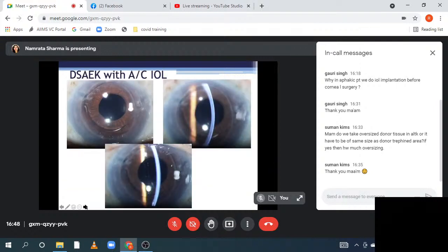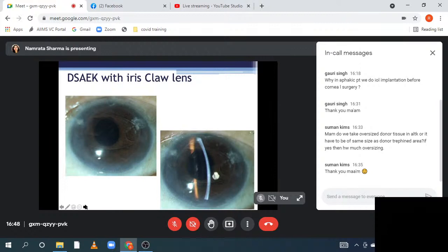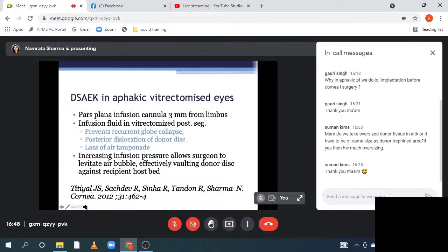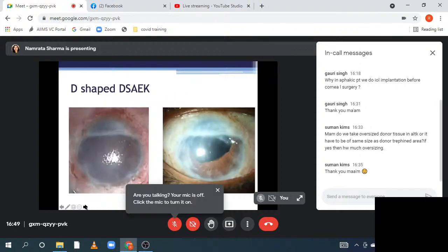Then you can do DSEK with AC IOLs in place. There's no problem with iris claw lenses if they're not touching the back of the cornea. You can do even a glued IOL with DSEK, and Dr. Rajesh Sinha has published a whole series of it. You can do DSEK in aphakic vitrectomized eyes, and again, we've published this also. What I mean to say is that DSEK can be done in all sorts of complicated cases, unlike your DMEK, where you cannot do it in all cases.